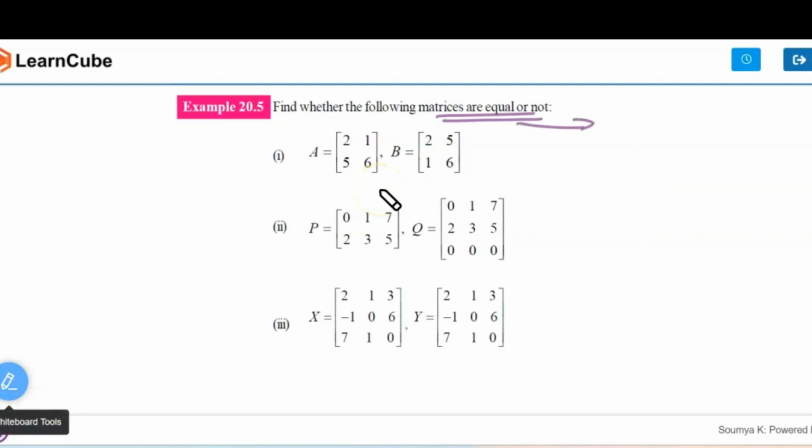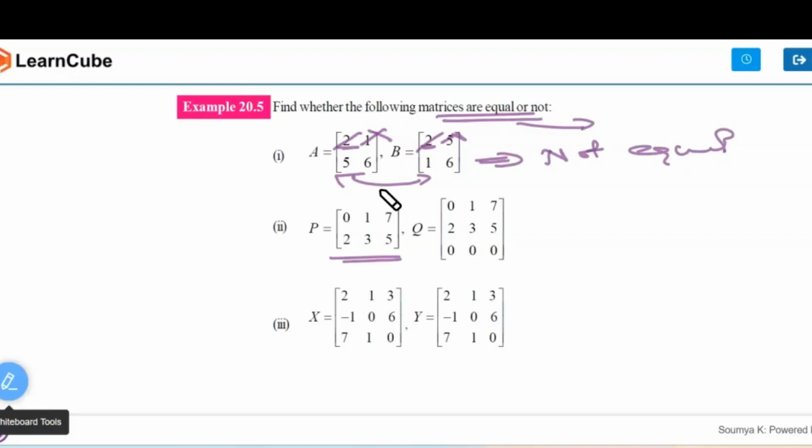So in an equal matrix, all the elements will be the same. Here it is given A and B matrix. Now check whether all the corresponding elements are the same or not. First check the order. Order is the same. And if you check this element from A and B, they are the same. Okay, fine. 1 and 5 are not the same. So it is not an equal matrix. There itself it is not an equal matrix.